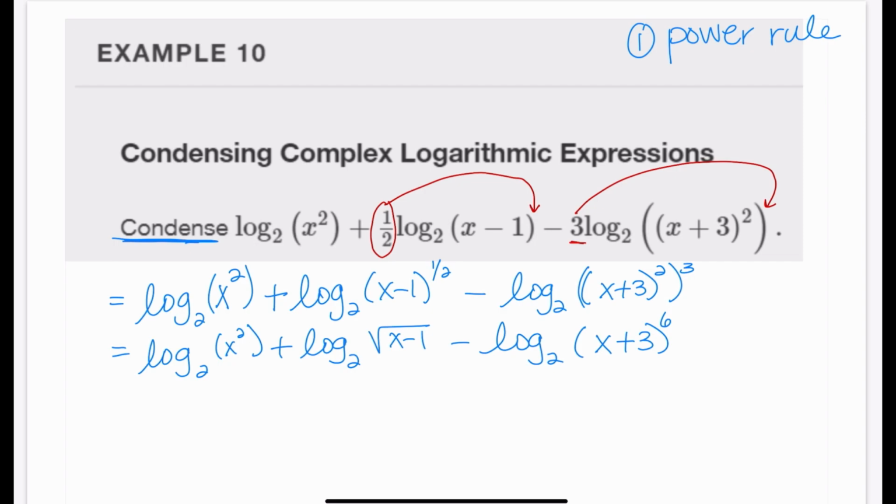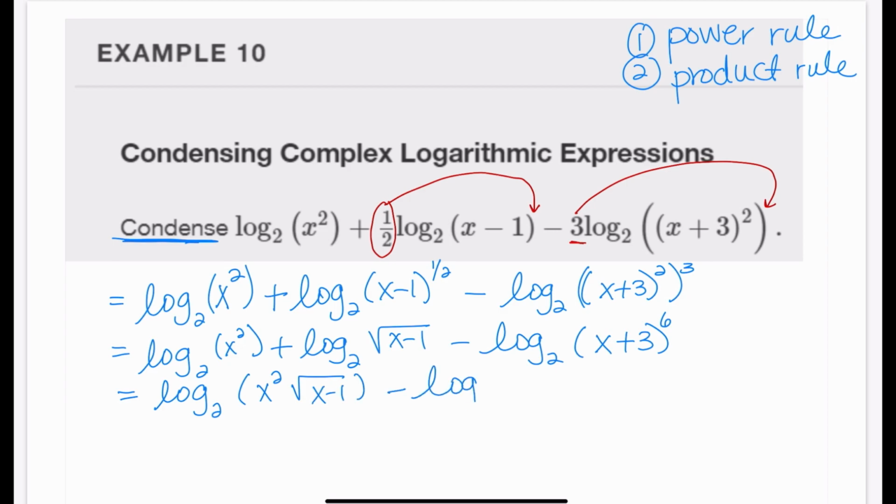Now we're going to go ahead and apply the product rule. We have to see if there's anything that's added together, which means that it was multiplied. So at the very beginning, I have the log base 2 of x squared times the square root of x minus 1 minus the log base 2 of x plus 3 to the 6th power. So I went ahead and I applied the product rule.